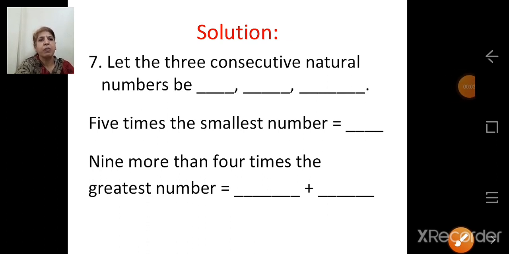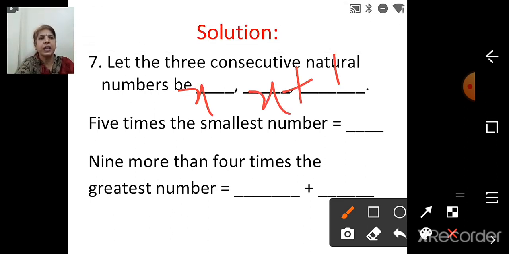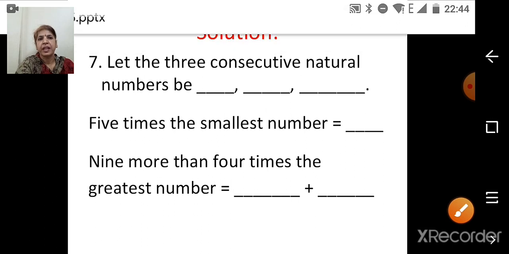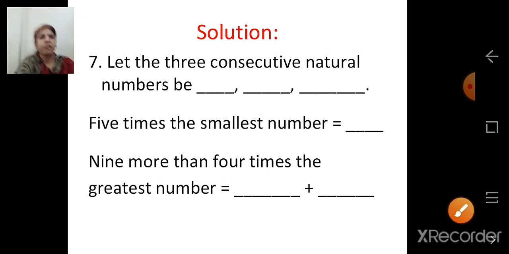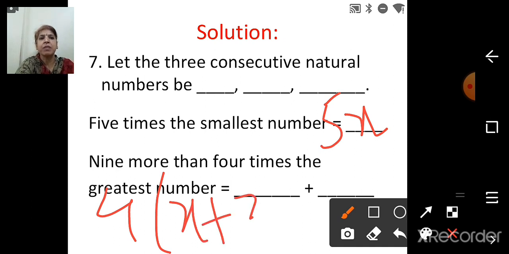The solution is given in the form of an activity. Let the three consecutive natural numbers be X, X plus 1 and X plus 2. Which is the smallest one? X. So 5 times the smallest is 5 into X. Then 9 more than 4 times the greatest. 9 more means plus 9. 4 times the greatest, so you multiply 4 with the greatest number, X plus 2, plus 9.